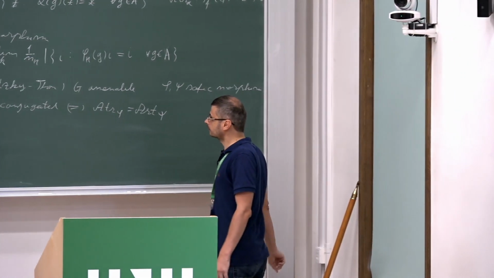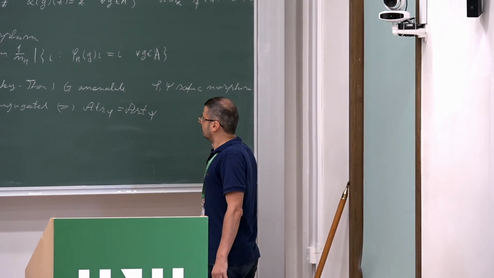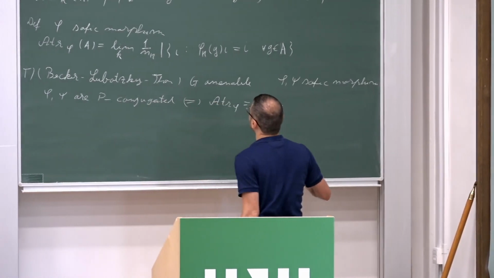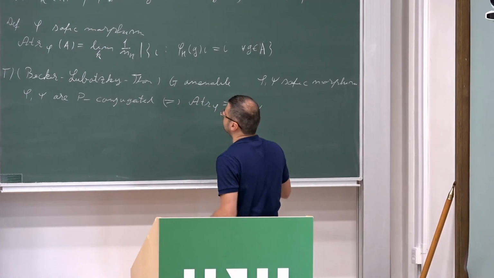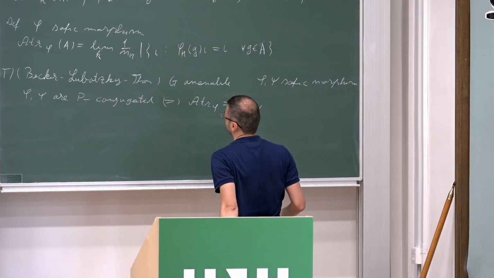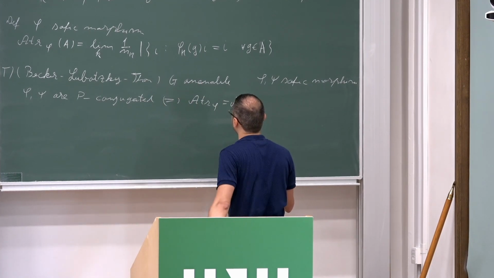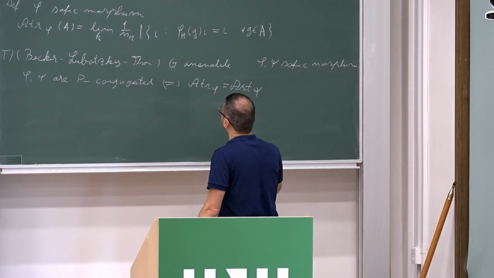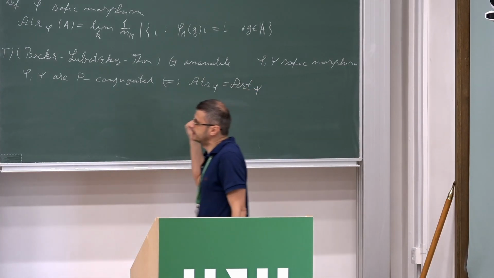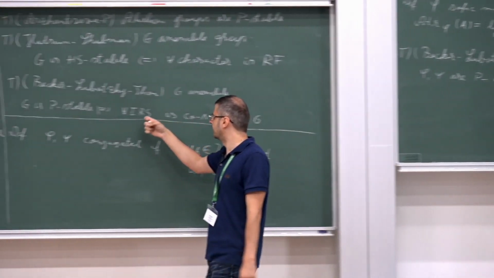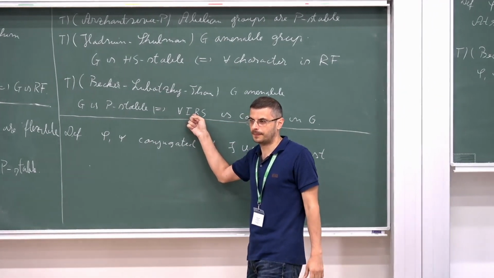Again, in this direction, it's trivial to see that if they are conjugated by a permutation, then this invariant must be kept, and the theorem is that in the case of amenable groups, it's the same. And actually the action trace is not a new object, these are invariant random subgroups in disguise.